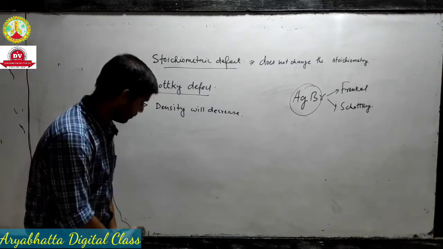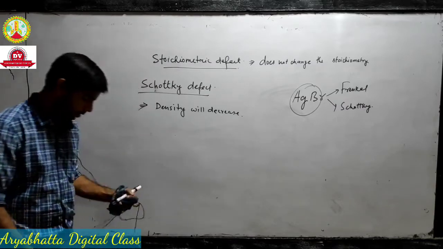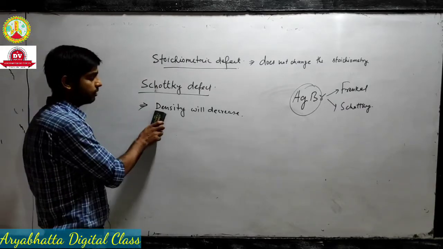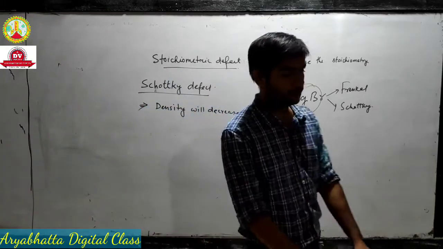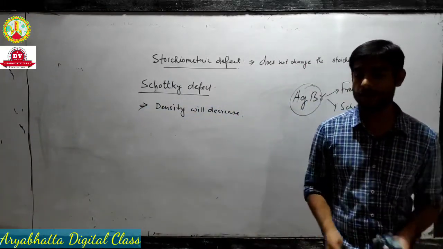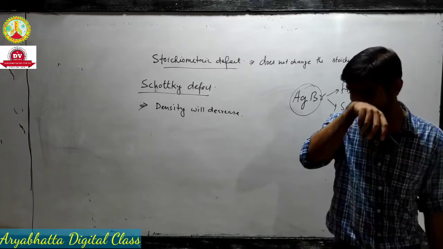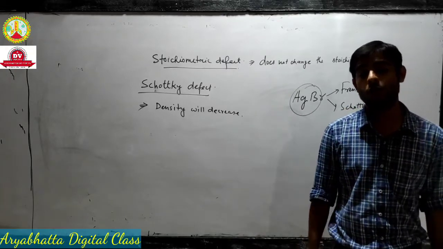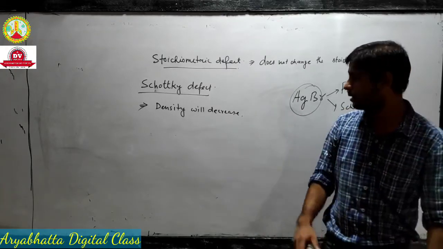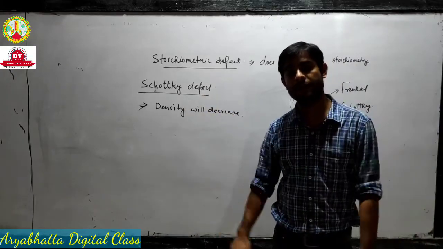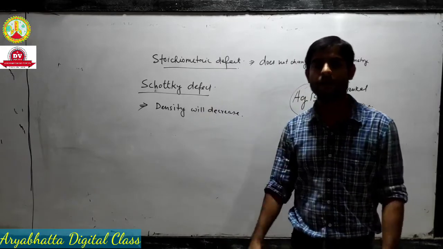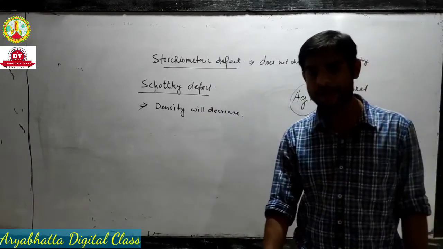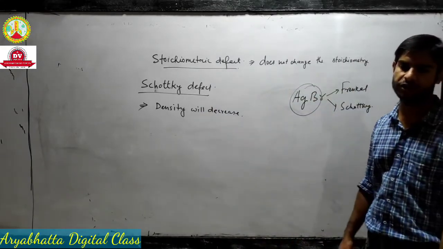And these small concepts should also be remembered, as they can ask you which of the following will show a decrease in density of the solid, Schottky defect or Frenkel defect. Then the answer should be Schottky defect, because we have seen in Frenkel defect density is unchanged.